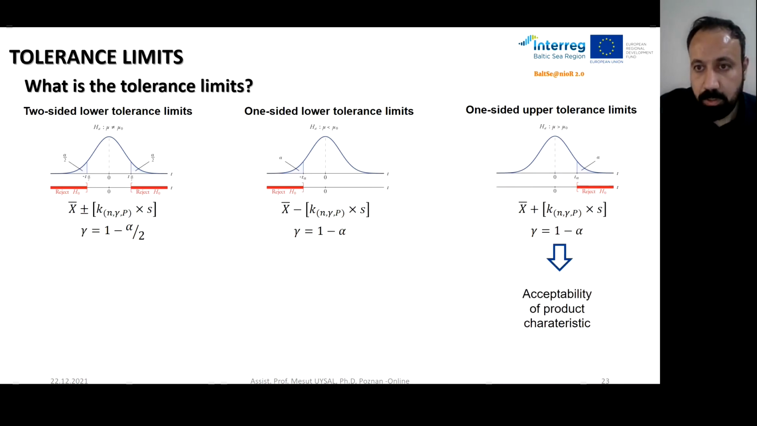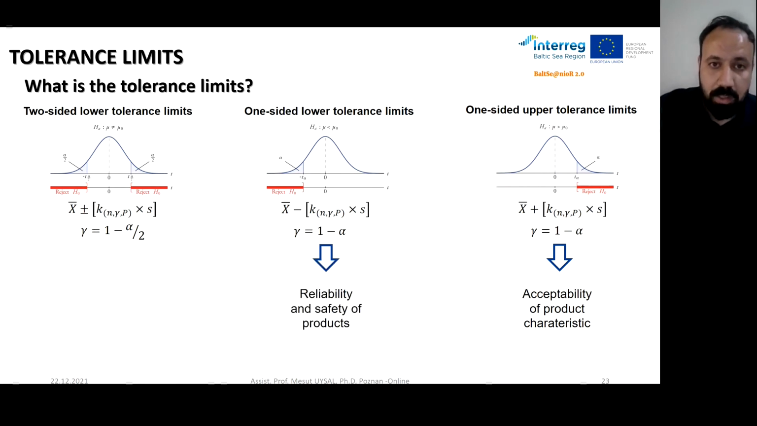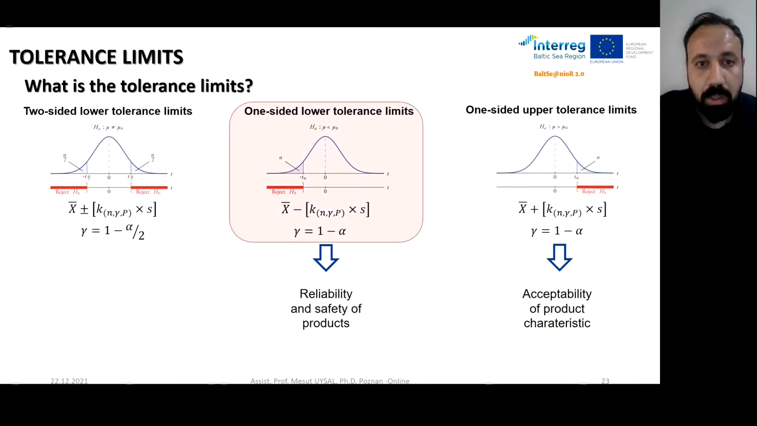The one-sided upper tolerance limits are related to the acceptability of product characteristics. On the other hand, one-sided lower tolerance limits determine the reliability and safety of products. That's why we are using one-sided lower tolerance limits in our calculation to construct reliability.